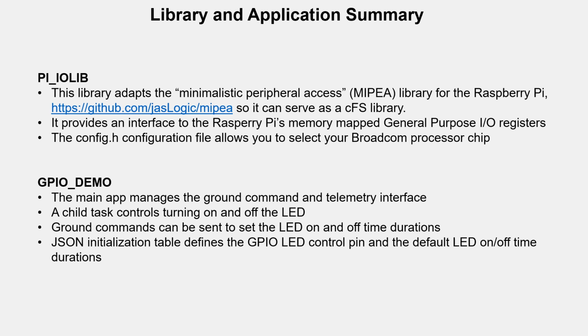The GPIO demo app has two threads of execution. The main app manages the ground command and telemetry interface, and a child task controls the turning on and off of the LED. Ground commands can be sent to set the LED on and off time durations, and the JSON initialization table defines the GPIO LED control pin and the default LED on-off times.